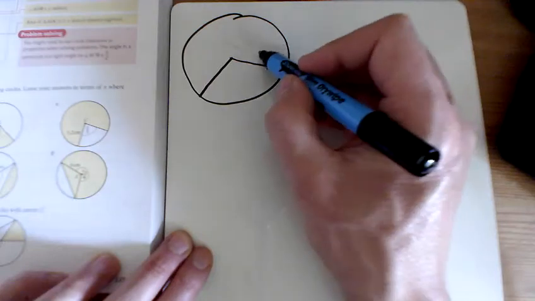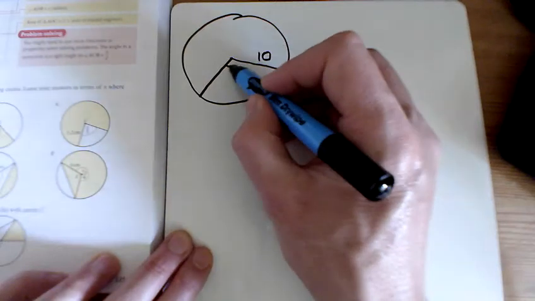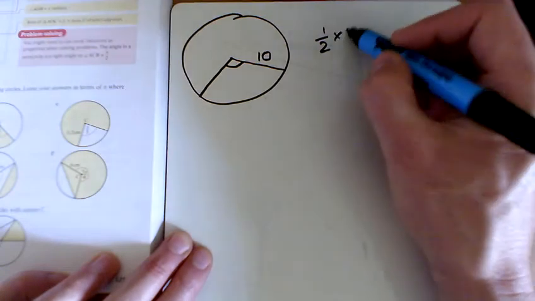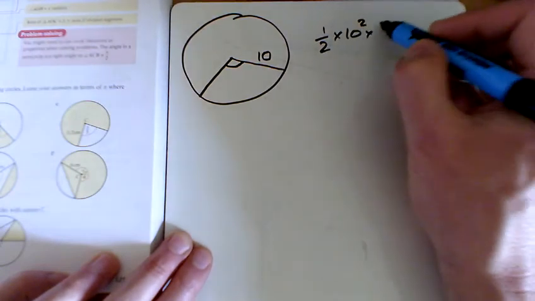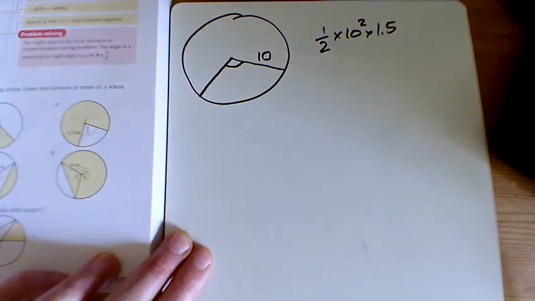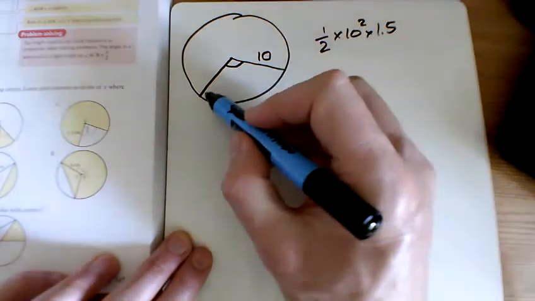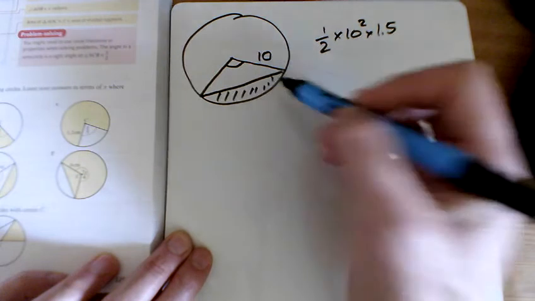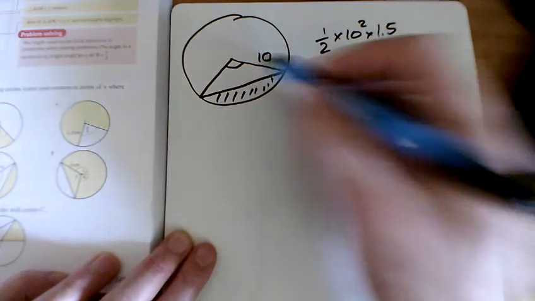So part D of question 1, if I was to work out the whole sector area, that would be a half times r squared times theta. So that would be the whole sector area. But we don't want the whole sector. We only want this segment here. So we're going to have to take away this triangle.